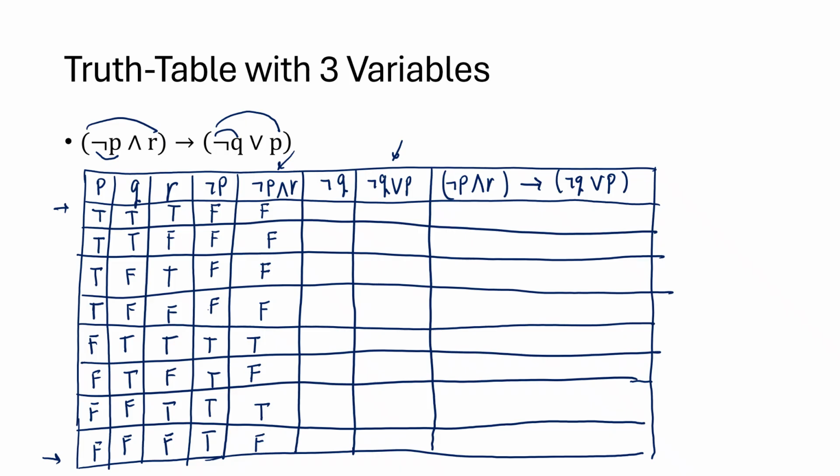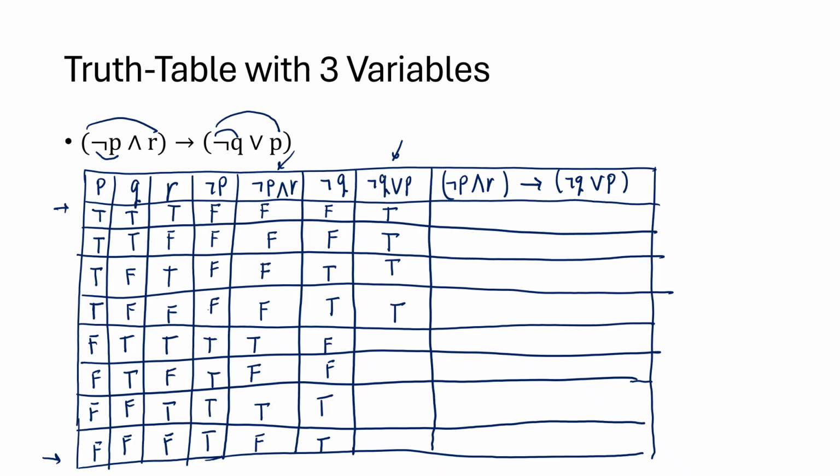Now, the next column is not Q. The second column is Q, so it's going to be the opposite of that. So that means false, false, true, true, false, false, true, true. Then we have not Q or P. So not Q is the last column that we did. P is the first column, and we are combining them with the disjunction, which means if at least one of them is true, the disjunction is true. If both are false, the disjunction is false. So the first row is true or false, which is true. The next one is true or false, again true. Then true or true, that's also true. Then true or true again, so that's also true.